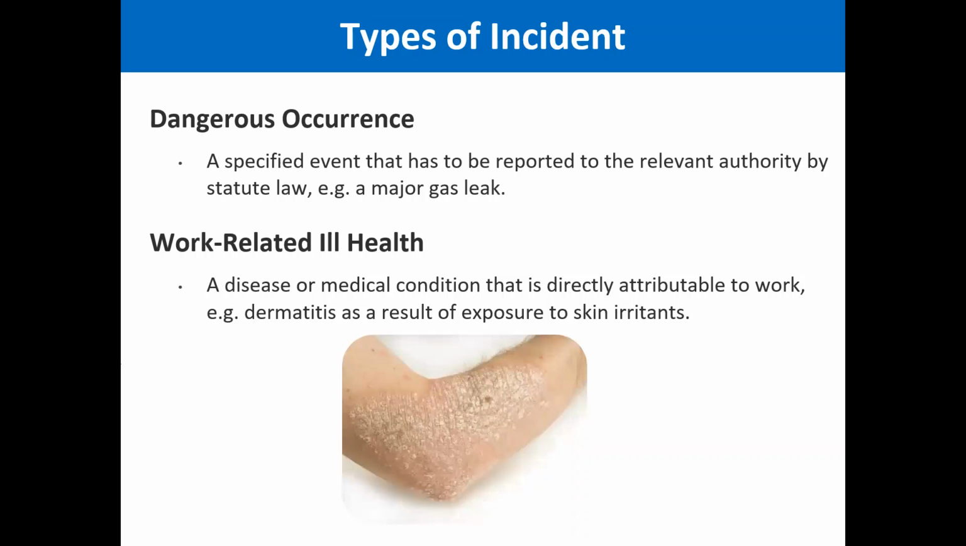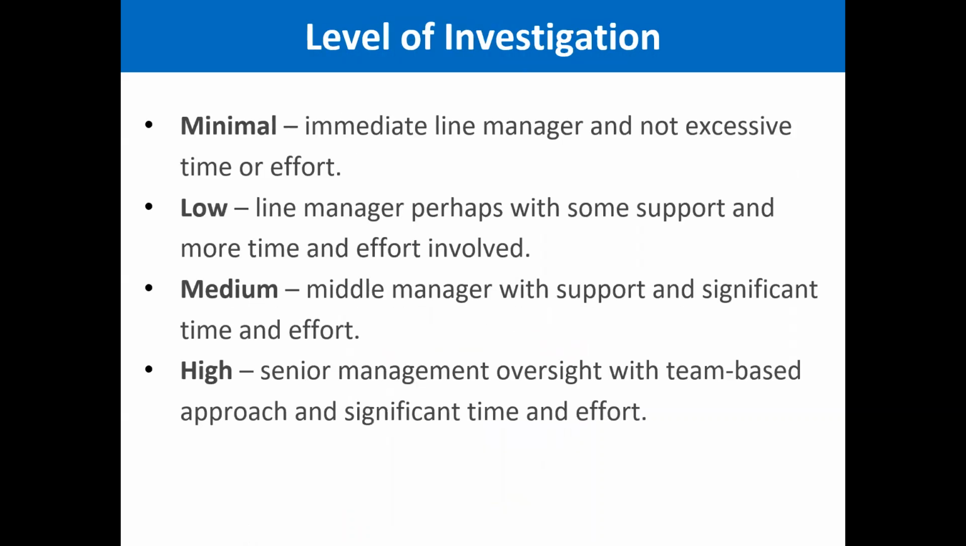Okay, a dangerous occurrence is a specified event that has to be reported to the relevant authority by statute law. For example, a major gas leak. And then there is work-related ill health, a disease or a medical condition that is directly attributable to work. For example, dermatitis or skin irritant dermatitis as well.